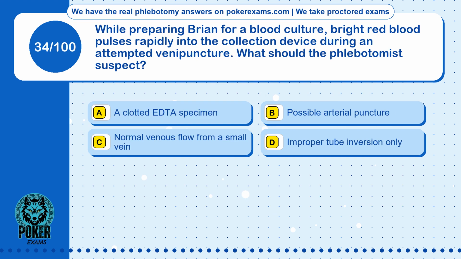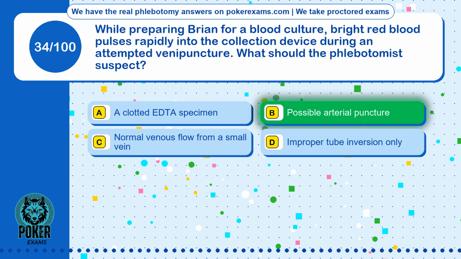Question 34. While preparing Brian for a blood culture, bright red blood pulses rapidly into the collection device during an attempted venipuncture. What should the phlebotomist suspect? Option A. A clotted EDTA specimen. Option B. Possible arterial puncture. Option C. Normal venous flow from a small vein. Option D. Improper tube inversion only.